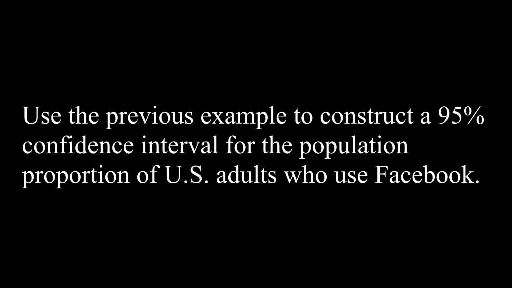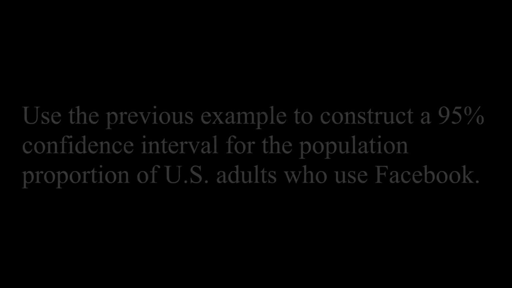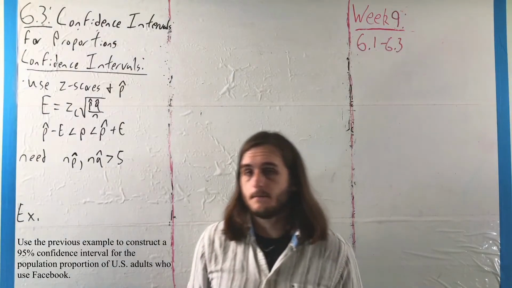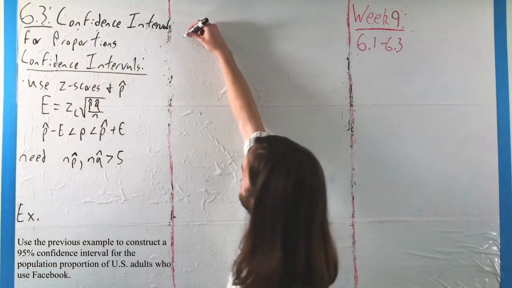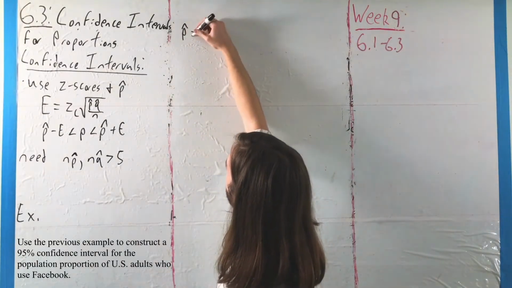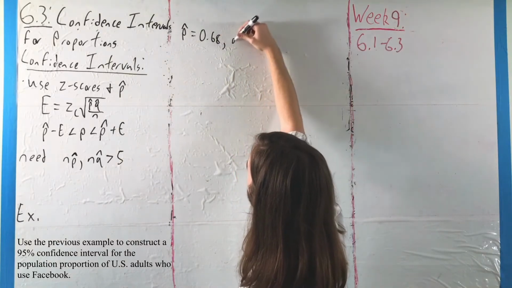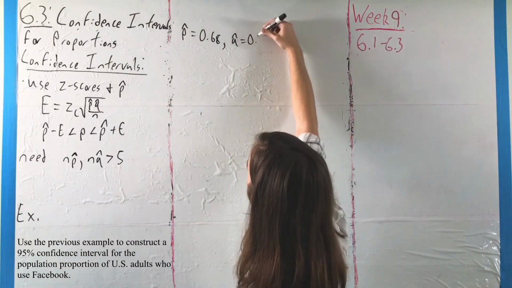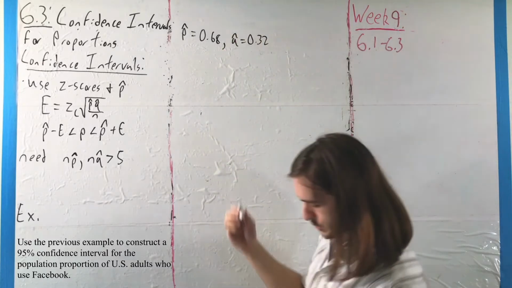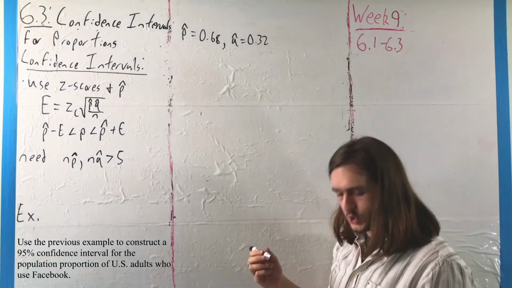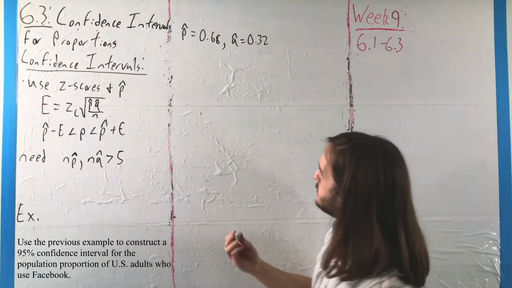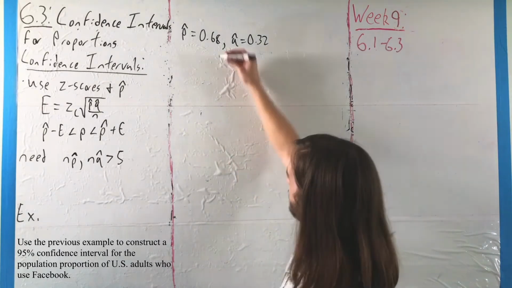So here, we want to use the previous example to construct a 95% confidence interval for the population proportion of US adults who use Facebook. So, in our previous example, we had that p hat was equal to 0.68, which means that as a result, q hat is equal to 0.32. And usually, n p hat and n q hat are going to be perfectly fine for what we need.